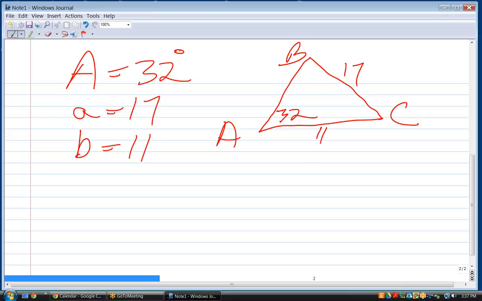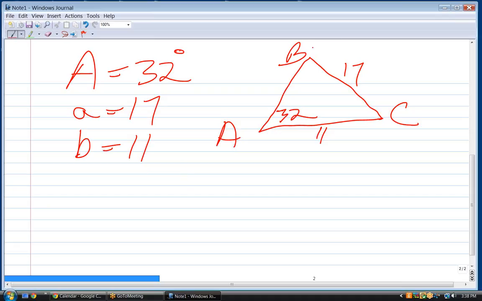So, first of all, this could be the ambiguous case. Why? Because it's side, side, angle. Whenever you have side, side, angle, or angle, side, side, you have a possible ambiguous case. So this is the case where you make sure when you solve for that second angle that you solve for both that angle and its supplementary angle.